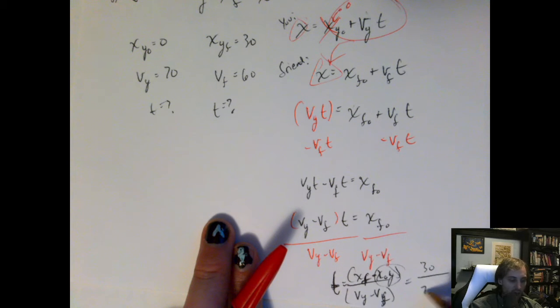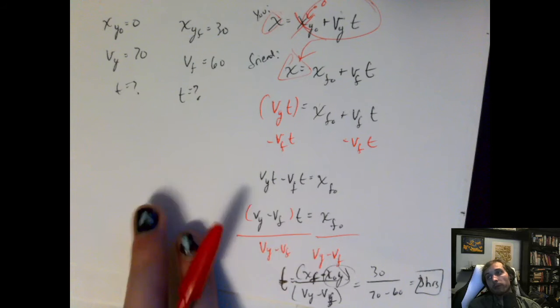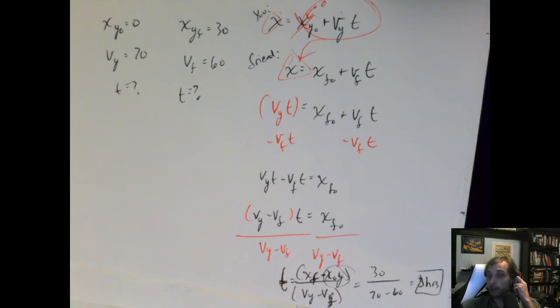We've got 30 over 70 minus 60, which gives us 3 hours, which for C means that when you show up, your friend also shows up and you get there at the same time as each other because of your speed differential. All right.